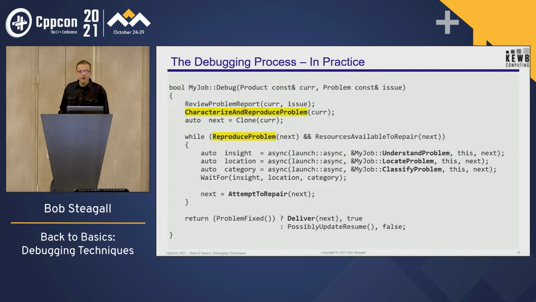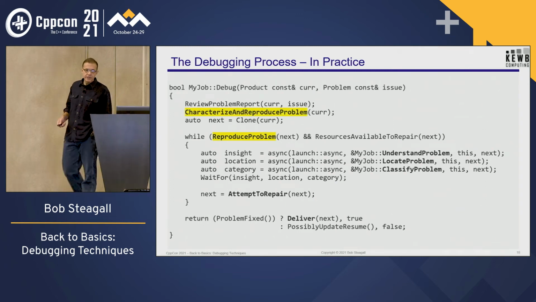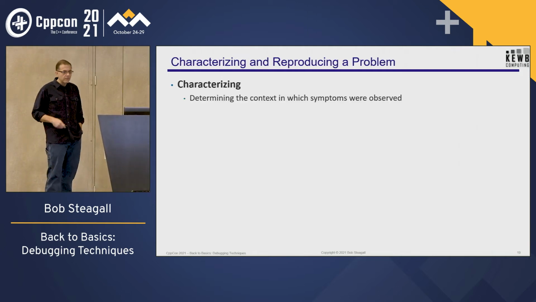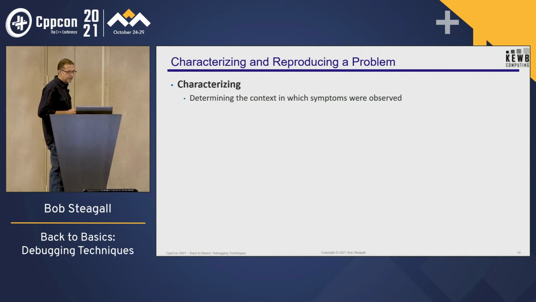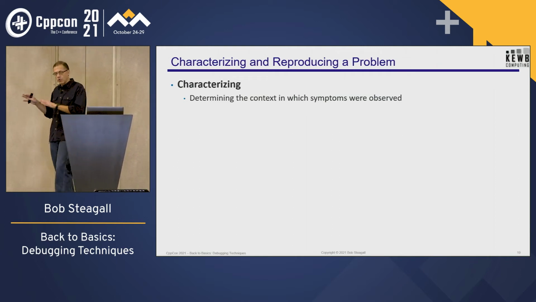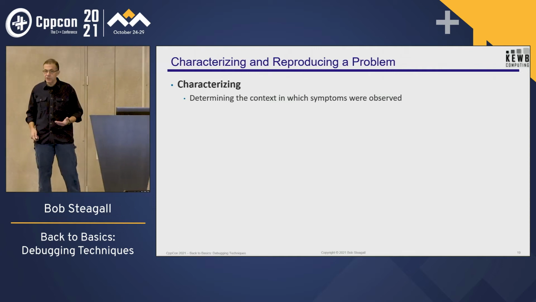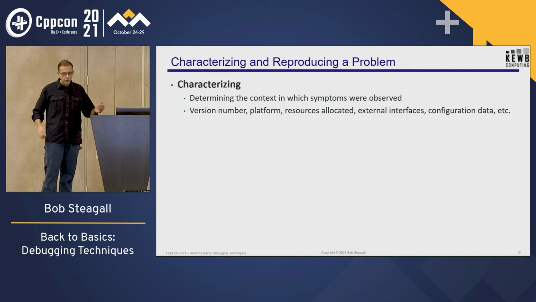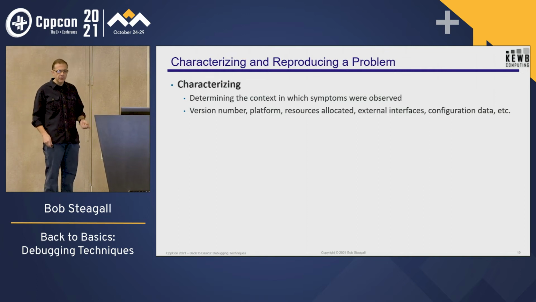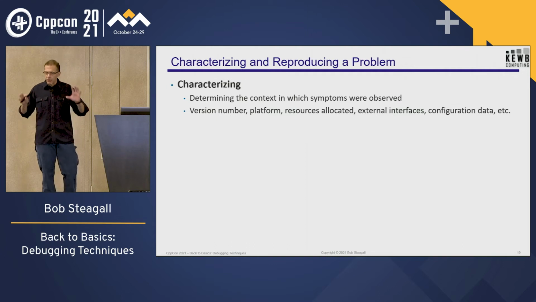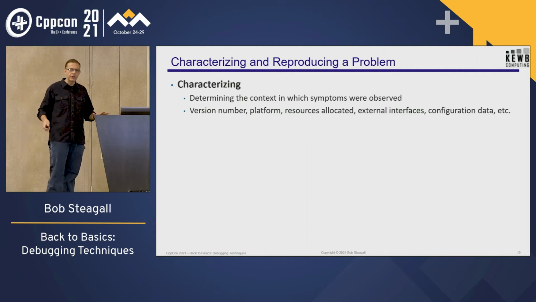Okay, so let's talk about characterizing and reproducing the problem. I think of characterization as determining the context, in the sense of the word that I defined earlier, in which the symptoms were observed. And this is this information and more: version number, platform, resources, external interfaces, configuration data, everything you can find out about what was going on in the environment where the problem occurred.